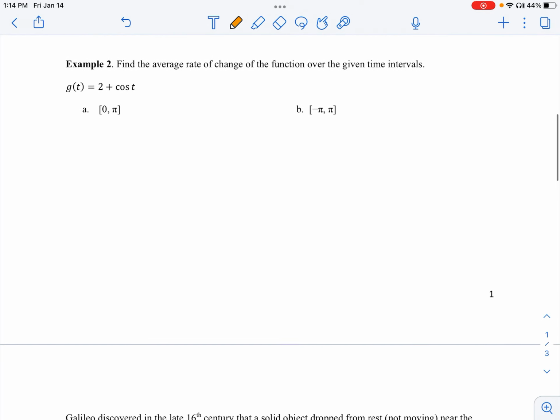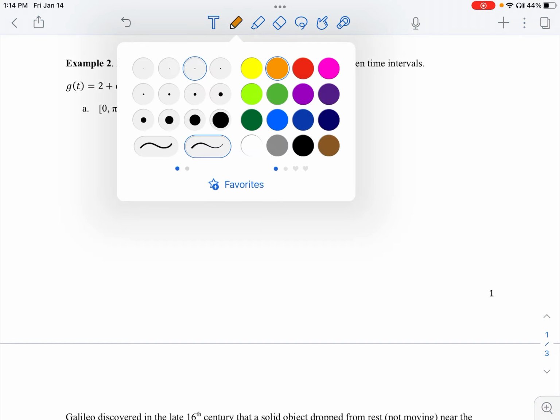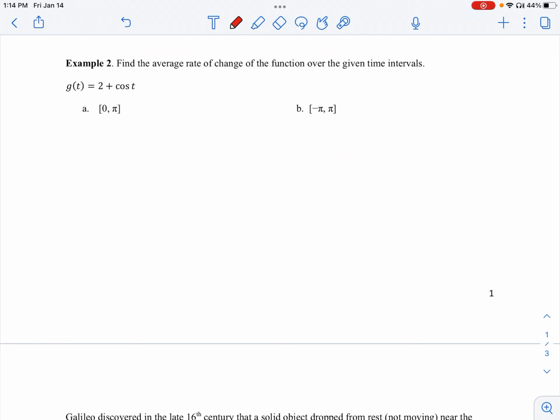Now let's see the second example. We want to find the average rate of change of the given function g(t) equal to 2 plus cosine t. The same, we can rewrite the formula over here: average rate of change on the given interval x1, x2. Over here the variable is t, so we're going to use function g. That will be g(x2) minus g(x1) divided by x2 minus x1.